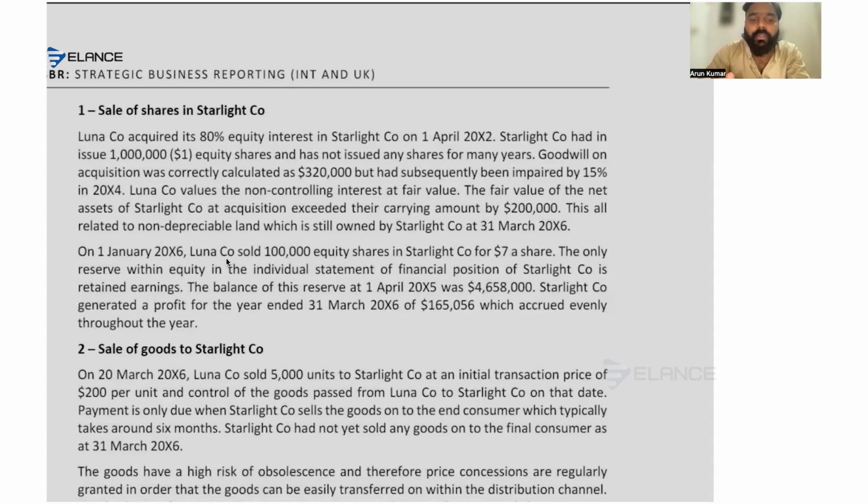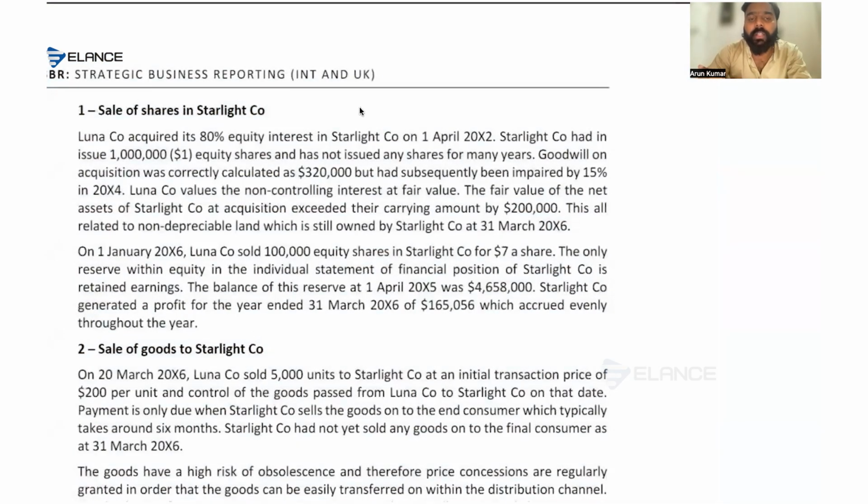On 1st January 2006, they sold 100,000 equity shares of Straight Line company for $7 per share, and the reserves within equity in the individual FS is retained earnings. The balance of the reserves is 4,658,000 and it generated a profit of 165,056, which accrued evenly throughout the year. So how will you account for it?